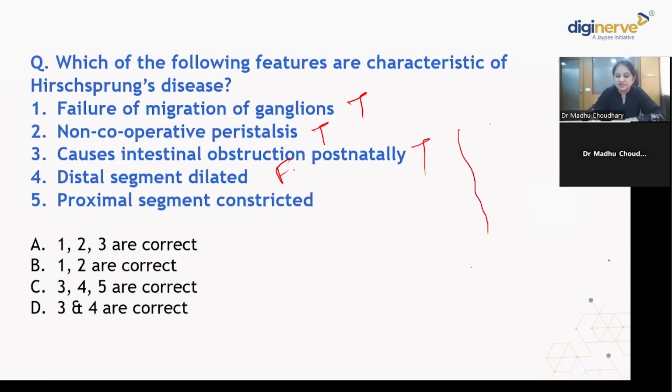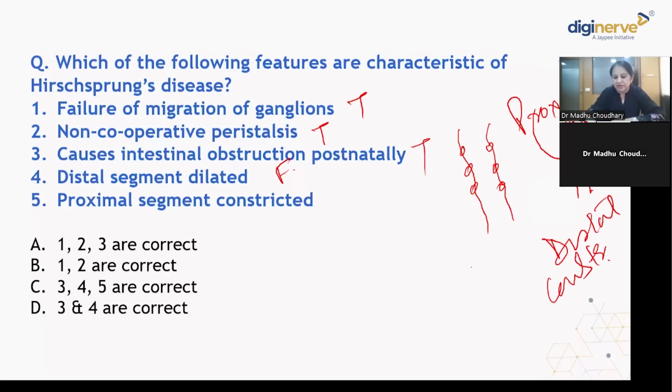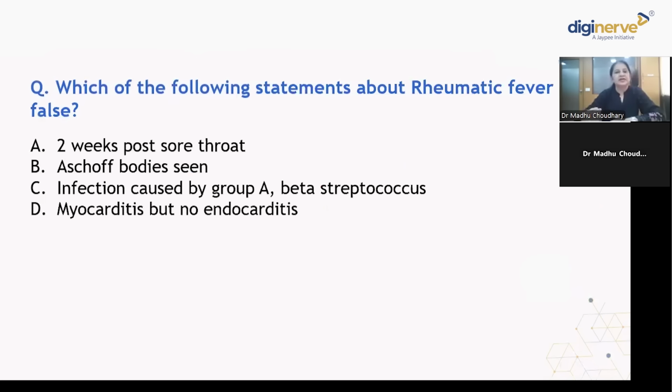See, if this is your intestinal segment and these are your ganglions. What happened in Hirschsprung's disease? There is failure of migration of ganglion. So there is proximal dilatation. Now there is obstruction here, so there would be proximal dilatation and distal constriction. Proximal dilatation and distal constriction. So these two statements would be false. Only the 1, 2 and 3 options would be right. So this is the correct answer. All right. Now, moving on to the next question.